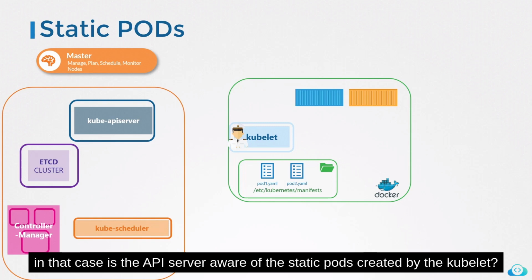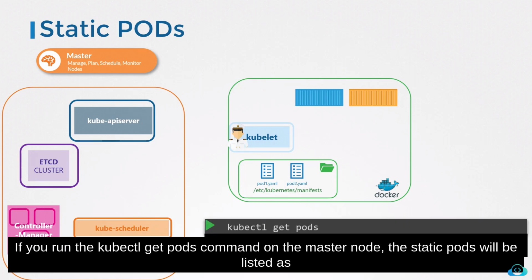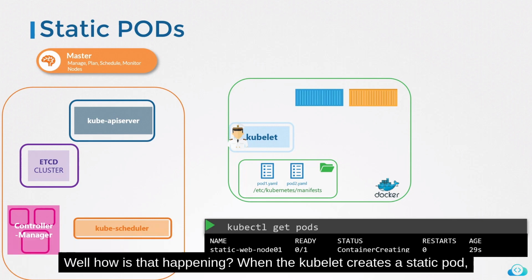Well, in that case, is the API server aware of the static pods created by the kubelet? Yes, it is. If you run the kubectl get pods command on the master node, the static pods will be listed as any other pod. Well, how is that happening?